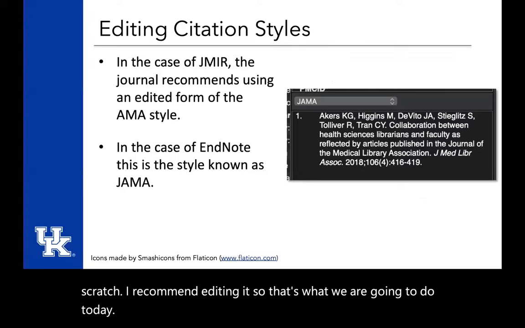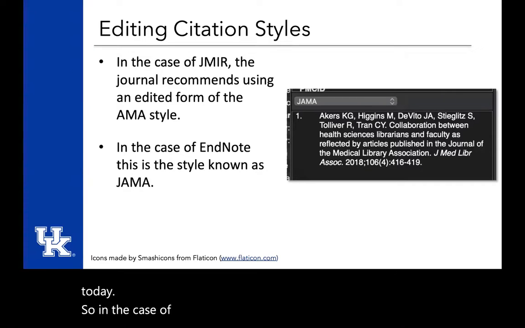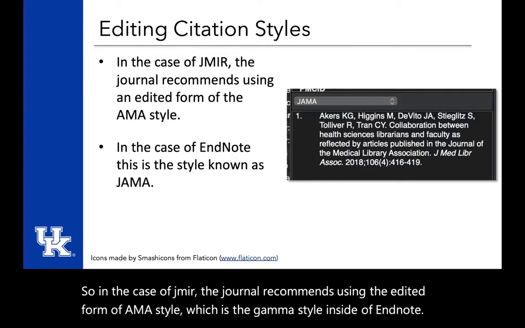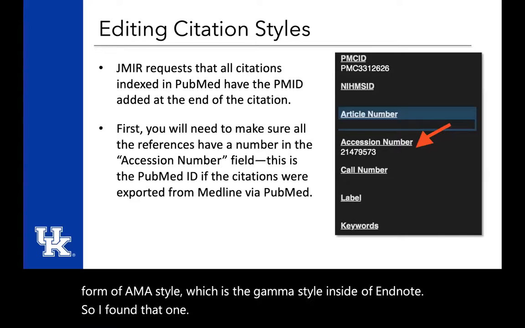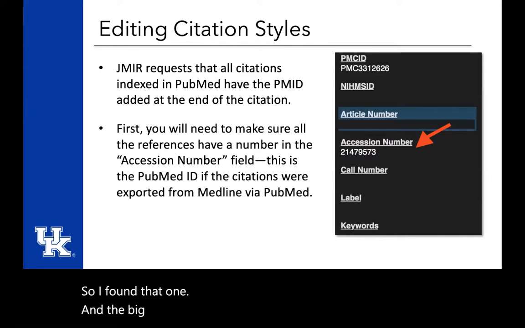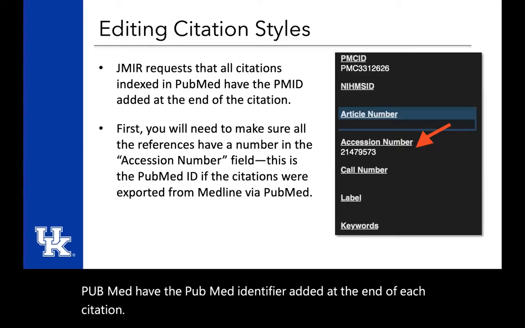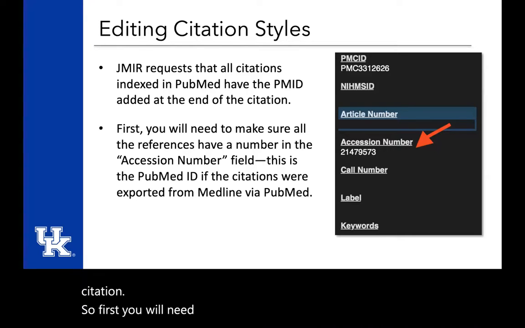So in the case of JMIR, the journal recommends using the edited form of AMA style, which is the JAMA style inside of EndNote. So I found that one. And the big difference is JMIR requests that all citations indexed in PubMed have the PubMed identifier added at the end of each citation.